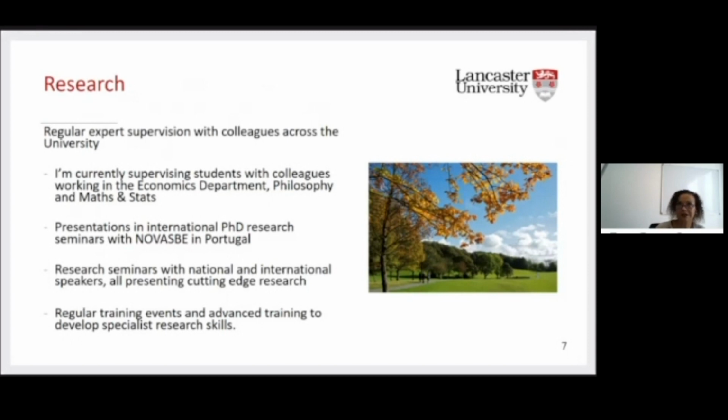Because these are the teams and the combination of skills that best serve the interest of the students and topics that they have selected for their research. We also have a PhD research seminars that is an international PhD seminar series. We do it together with students enrolled in the PhD in economics at Nova School of Business and Economics in Portugal.